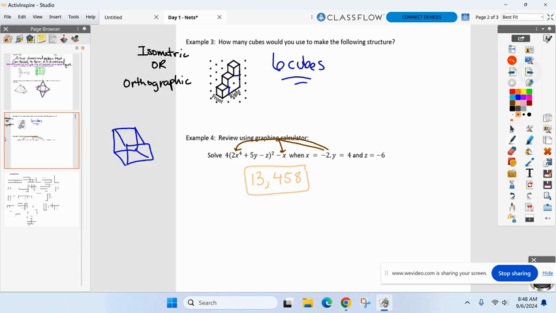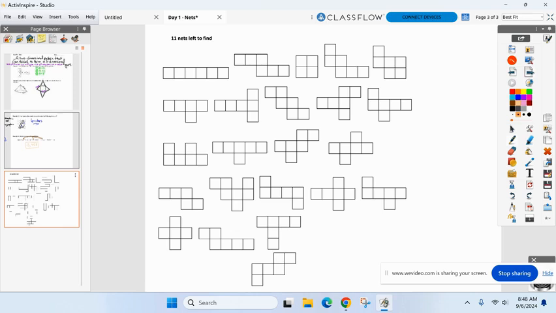All right, now to the fun part here. Remember I said my cube was my favorite one to use for nets?